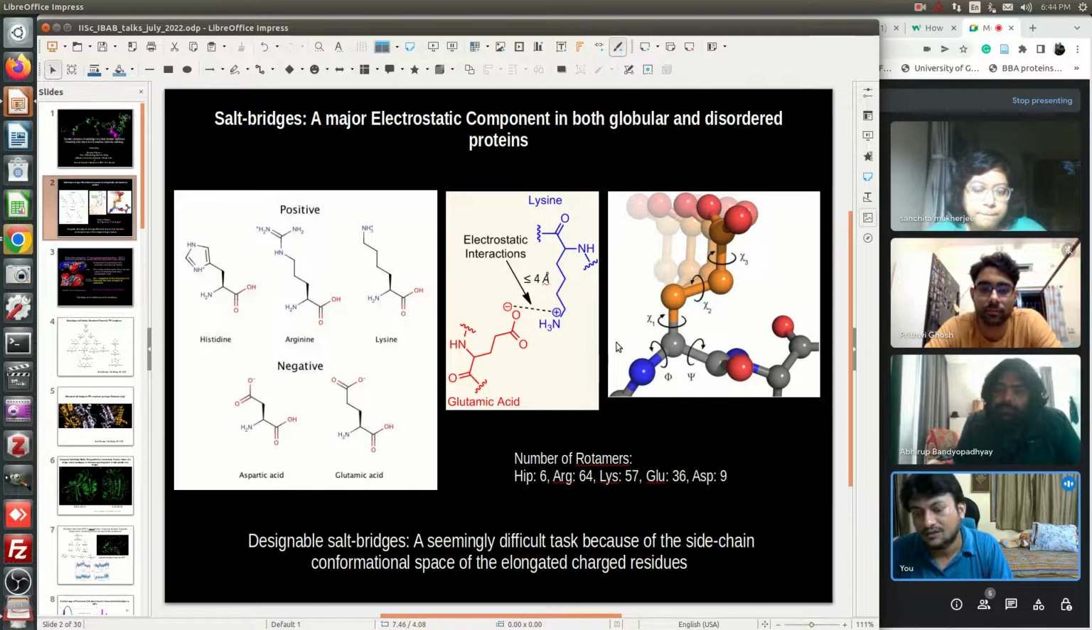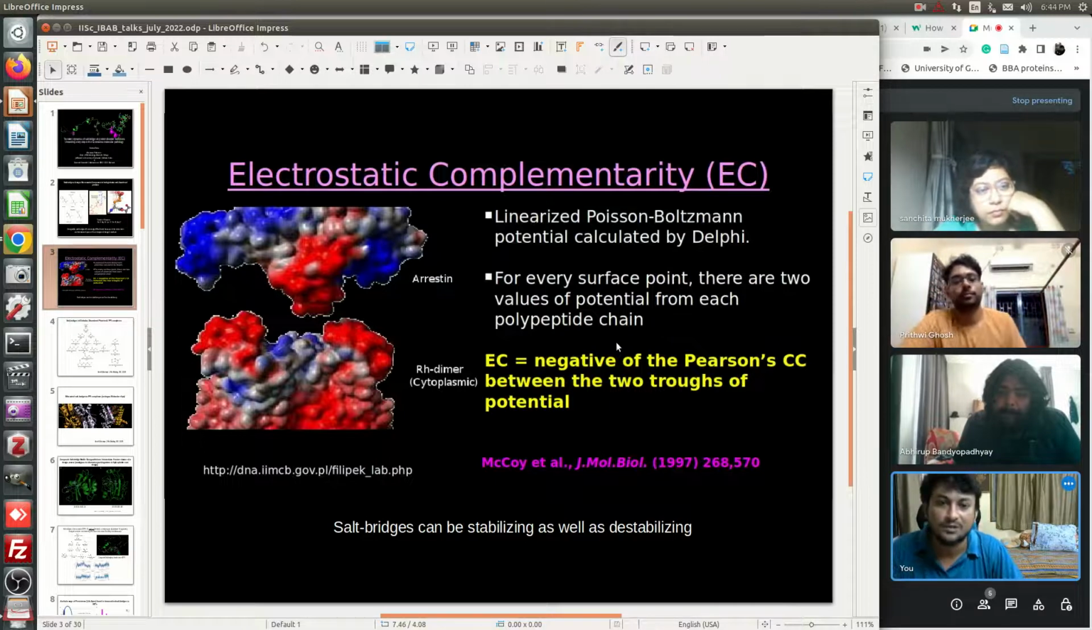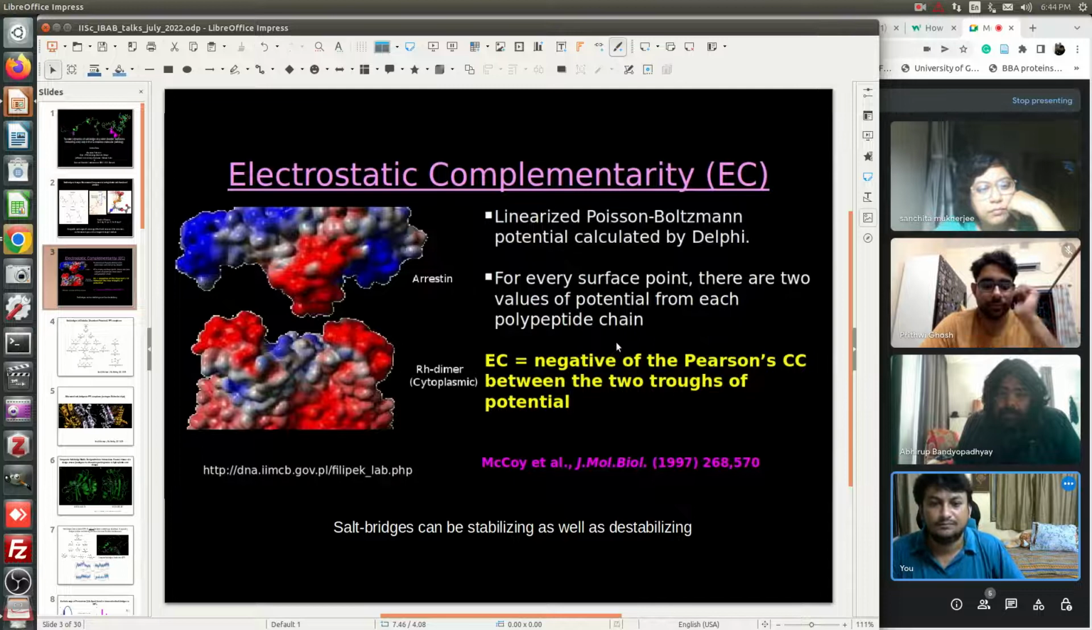In our first study we addressed this problem a little, and we came up with a hypothesis that could probably aid salt bridge design in the future. But it is still at a hypothesis stage, and I'll briefly talk about that as well. But before that, let us go back to the 90s. In 1993, the first methodology was proposed to compute shape complementarity at protein-protein interfaces, and after 4 years, effectively the same group came up with the formalism to compute electrostatic complementarity at the protein-protein interface.